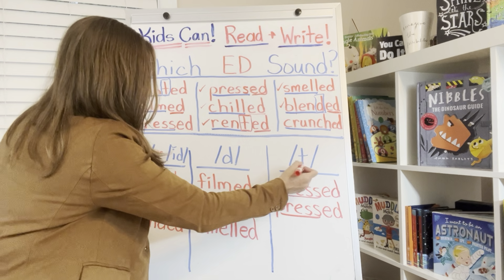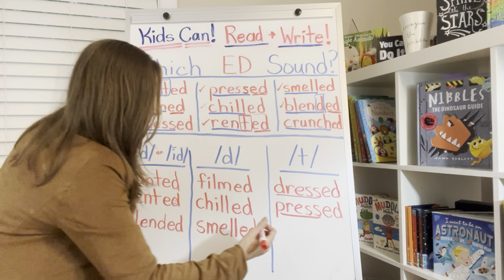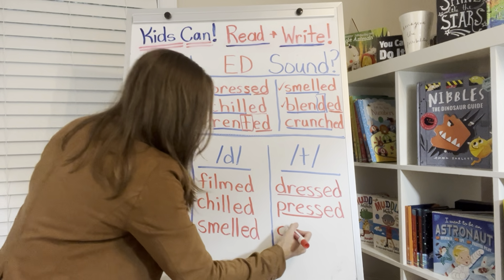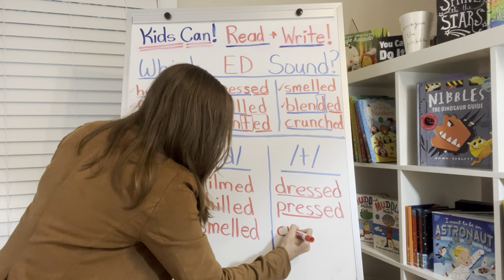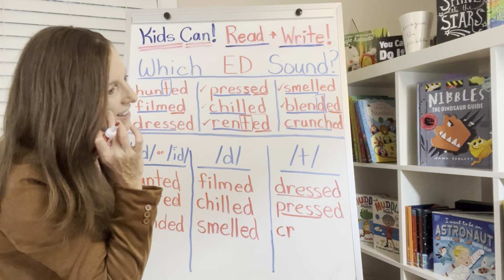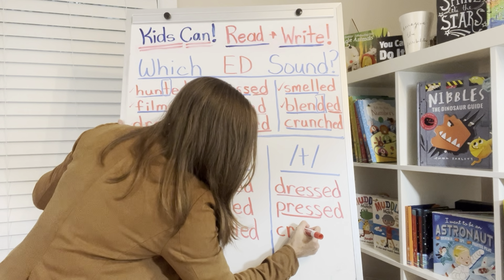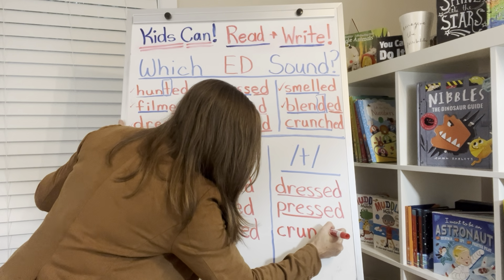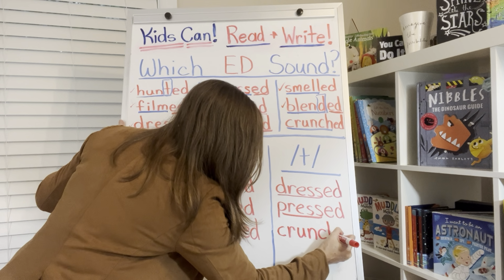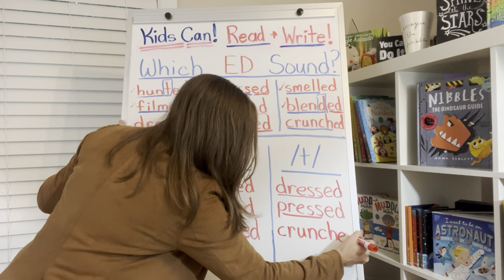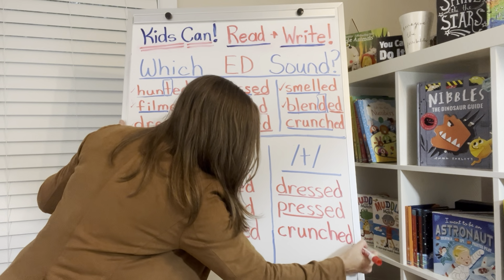That's why some people say ed says tuh. Really, we're the ones who make it say tuh, but it really is saying duh. So you can sound it out with a duh, but when you say it quickly, crunched, you might hear that tuh sound. So that's why this column exists. Remember, C and the H say cha. And then, can you crunch something? Yes. Past tense, ed, and a.